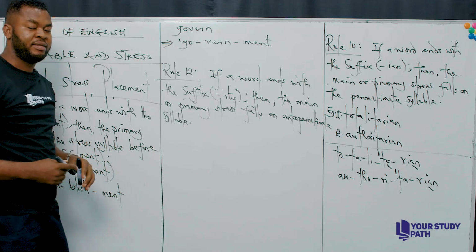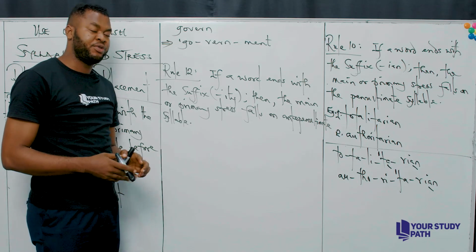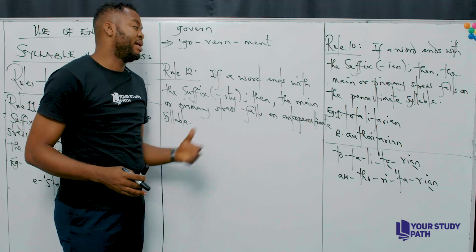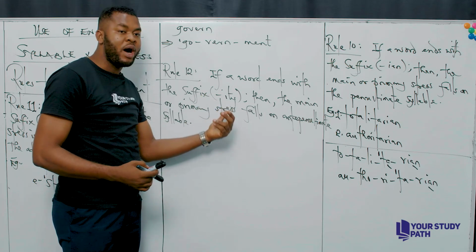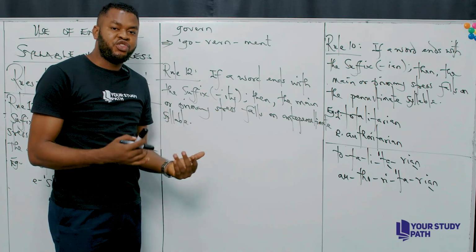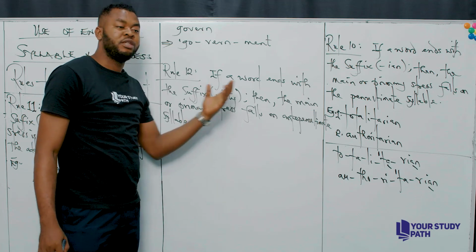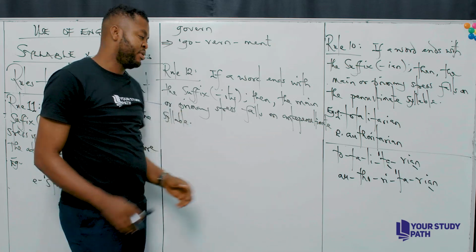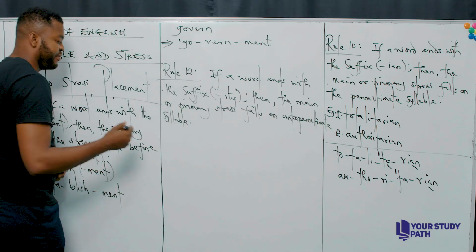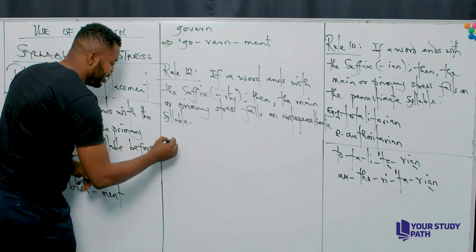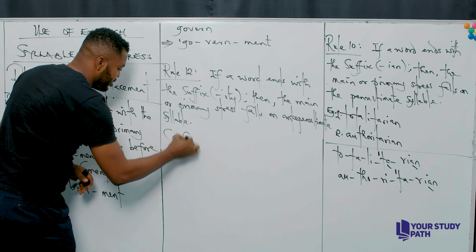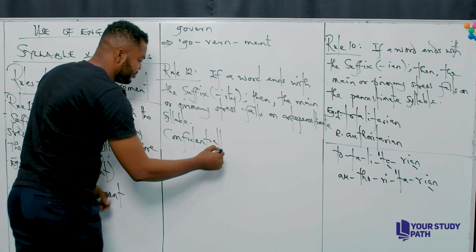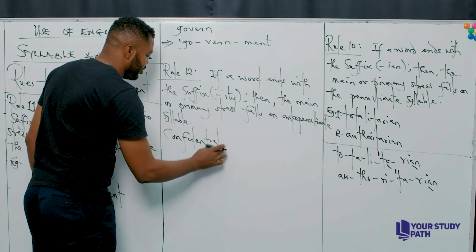And what's the meaning of that? The third to the last syllable. So, 90% of English words that end with the suffix ity will take their stress on the third to the last syllable. That's the antepenultimate syllable. Let me give you an example to this effect. So here you have words like confidentiality.